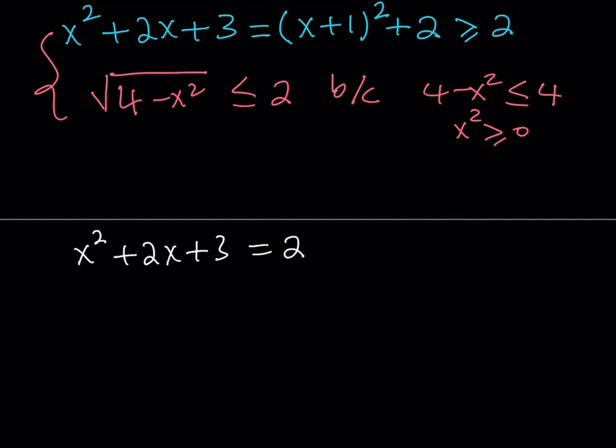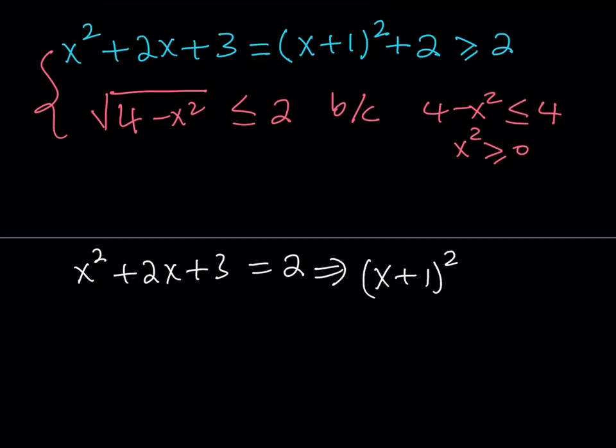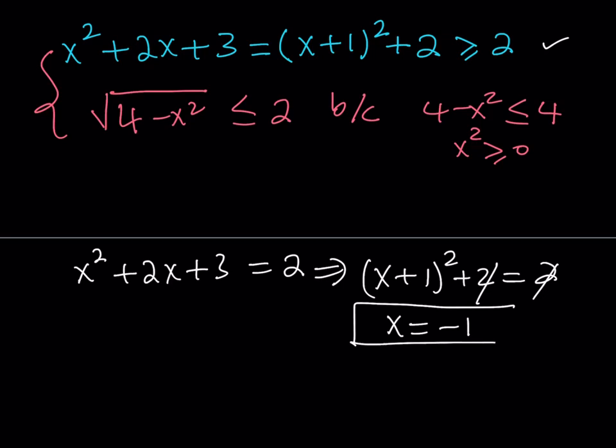Let's take a look at the first one first. If you work this out, we had this expression already, x plus 1 quantity squared plus 2. If that equals 2, the 2 cancels out and we end up with 0, which means that x needs to be negative 1. So from here we get x equals negative 1, which is good.